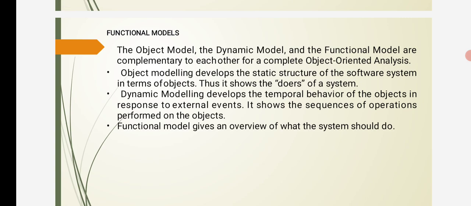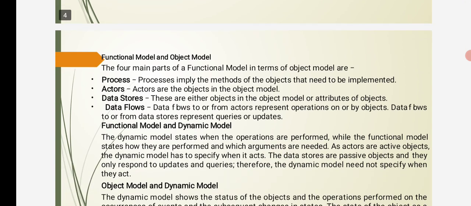Functional model. The object model, dynamic model and functional model are complementary to each other for a complete object-oriented analysis. Object modeling develops the static structure of the software system in terms of objects. Thus, it shows the doers of the system. The dynamic modeling develops the temporal behavior of the objects in response to external events. It shows the sequence of operations performed on the objects. The functional model gives an overview of what the system should do.